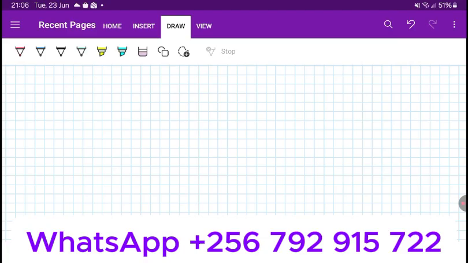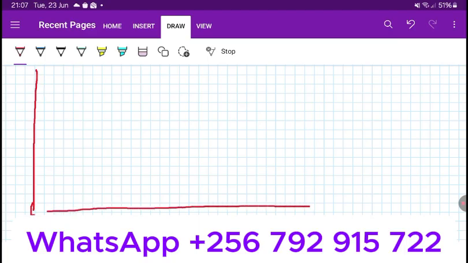But don't forget the fact that we are always leaving a space on our left hand side and then on our right hand side, for us to be able to name the axes, depending on the information that you have been given.